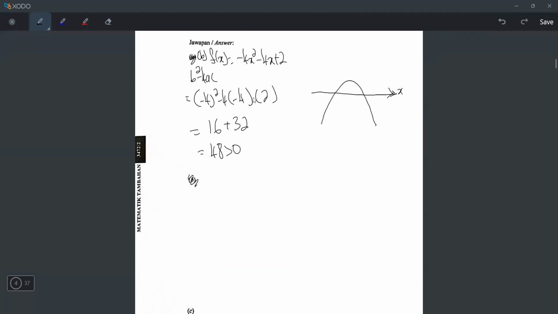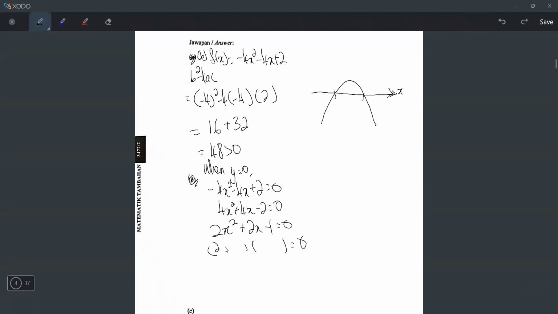After doing b squared minus 4ac, I will try to find the roots or the x-intercepts. How will I do it? I will do it when y equals 0, because I need to know the x-intercept. So when y equals 0, f(x) equals 0. So negative 4x squared minus 4x plus 2 equals 0. Just change the sign for everything: divide by negative, divide by negative, divide by negative. Then everything divided by 2. So 2x squared, 2x, and 1, and then brackets. So here will be 2x, x.